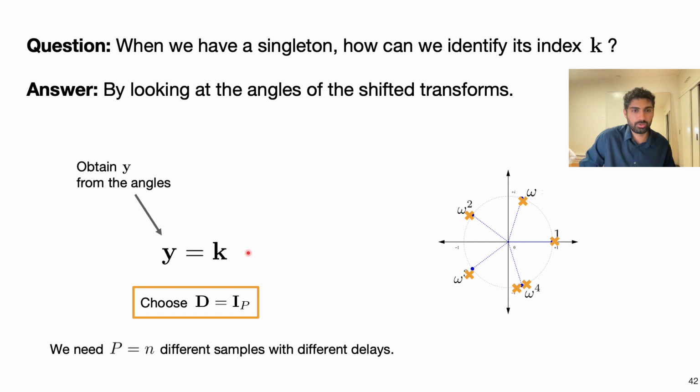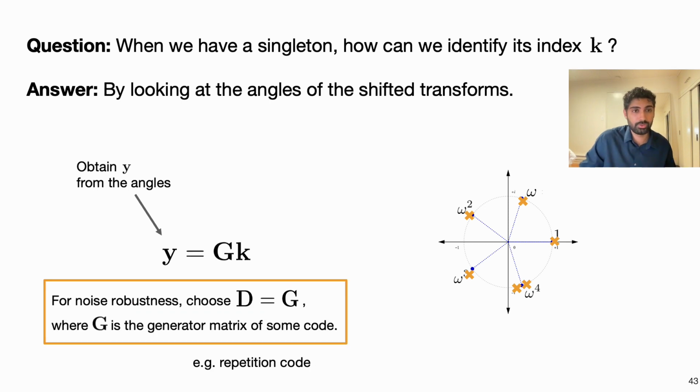And this will require a total of n different delays, giving us our total final sample complexity of s times n. But I promised you that this would also work in the noisy case. So what can we do in the noisy case? Well, in the noisy case, we can simply choose our delays to construct the generator matrix of some code, and then we can just decode that code to recover k. For example, we can choose G to be the generator matrix of a repetition code. And this works well in practice and allows us to deal with noise.